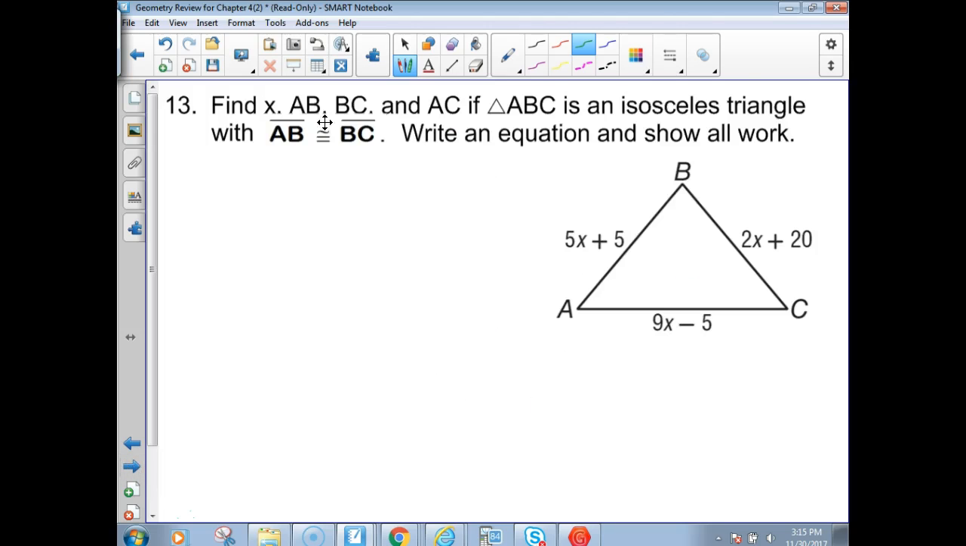Find x and AB and BC and AC if it's an isosceles triangle. It tells you that AB is congruent to BC. You've got to read everything so you know what to do. Segment AB is congruent to segment BC, so we're going to set those sides equal. 5x plus 5 equals 2x plus 20. Then I solve, and I subtract 2x.